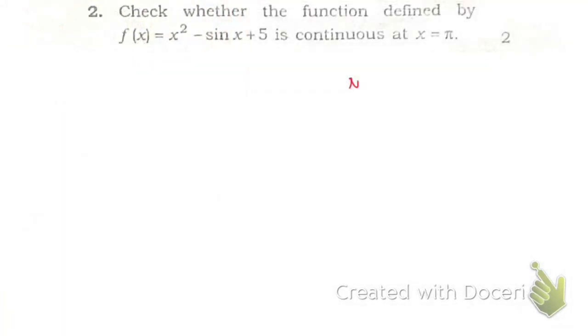So here you see, this is question number 2, and here check whether the function defined by f of x is equal to x square minus sin x plus 5 is continuous at x is equal to pi, right? Now what we're going to do here, first let me give you a note.